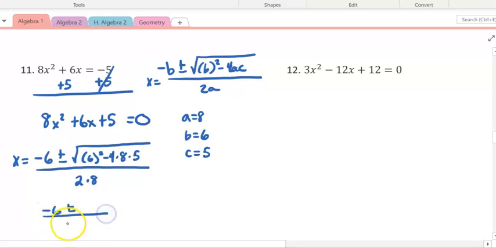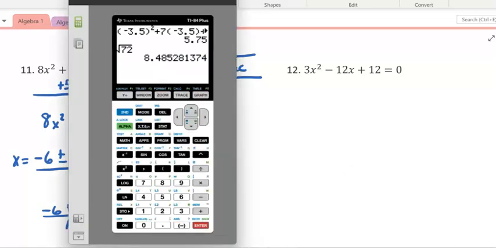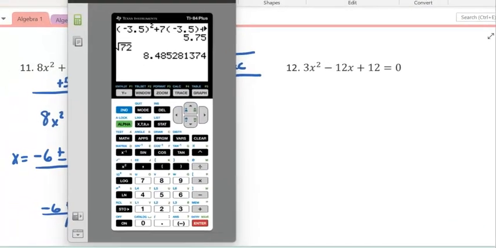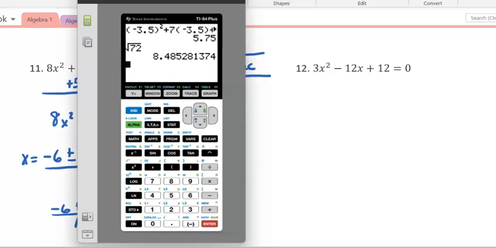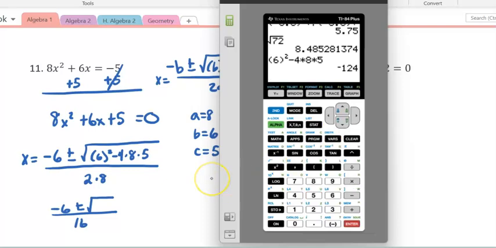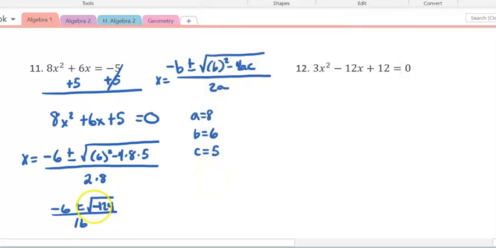So I simplify the negative 6. On the bottom I have 16. And then I'm going to type the discriminant. Remember, the discriminant is that number underneath the square root, the B squared minus 4AC. I'm going to type that into my calculator. So I have 6 squared minus 4 times 8 times 5. All right, so I get negative 124. Remember, you can't square root a negative, so because of that, I have no real solutions.